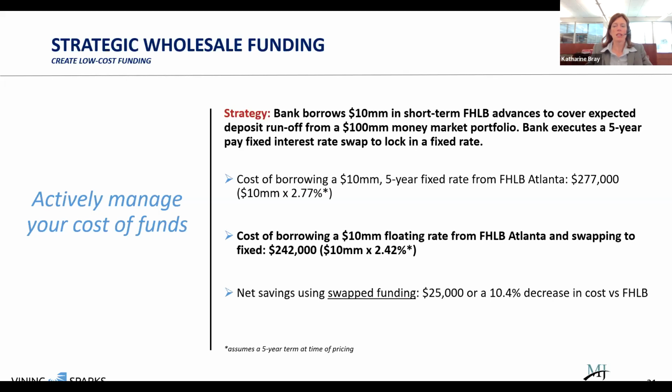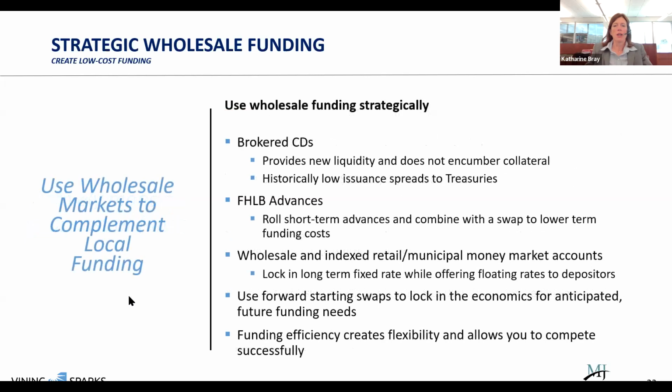The other is they could borrow short from the Home Loan Bank in Atlanta and convert that to a 5-year fix via a swap. Using the swap saved about 25 basis points. So when I used the swap to convert the funding, the all-in fixed rate was 2.42 versus 2.77. So 25 basis points we saved just by making sure we were using all of the capabilities that were available to us. Now, you do need to always evaluate your wholesale funding sources.